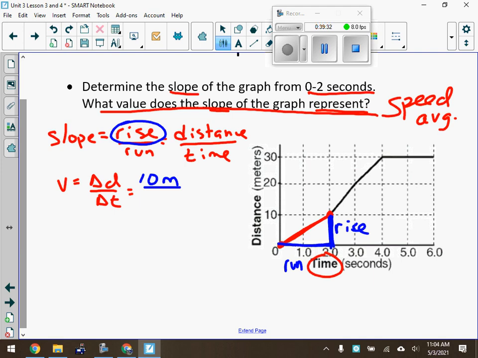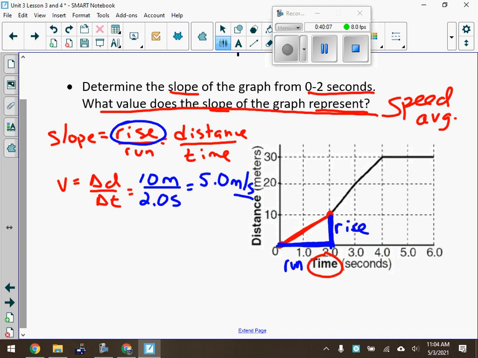Now, how far is this section here? What's the run, somebody? How long is that? Gonna run out of time for homework here. Thank you. 2 seconds. Okay? Look, 10 meters divided by 2 seconds. 2 significant digits. I get 5 meters per second.